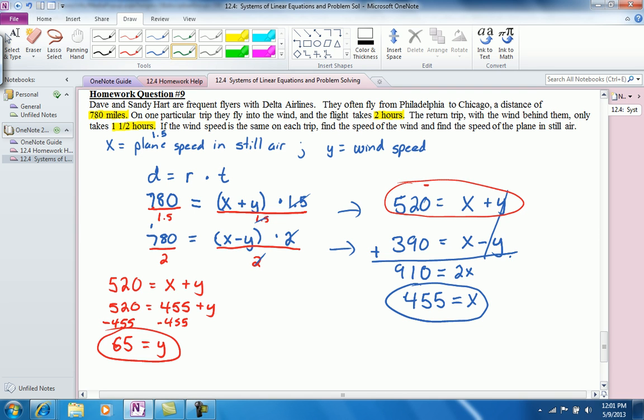So we have 455 for x, so our plane speed is 455, and y is 65, so our wind speed is 65. If I look back at my units, it was miles and hours, so this 455 is miles per hour, that's the plane speed, and the 65 miles per hour is the wind speed. Hope this helps.